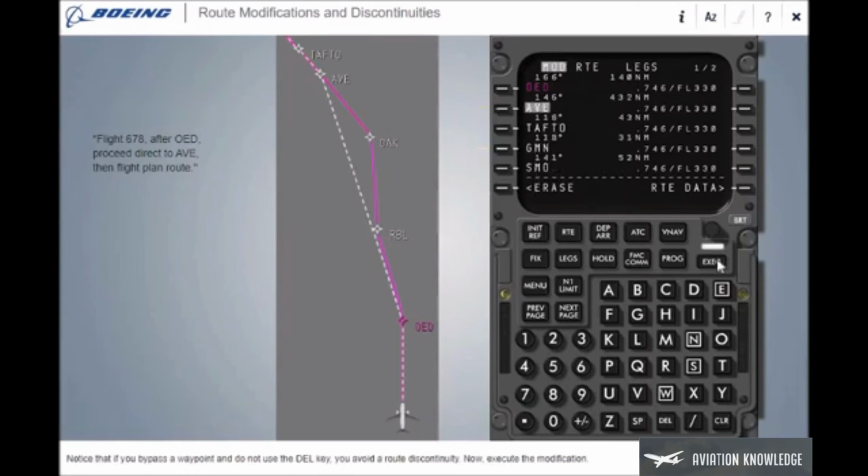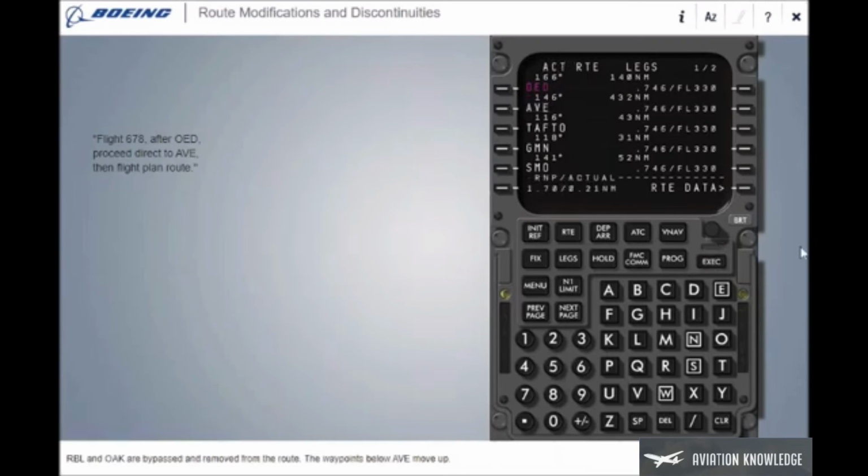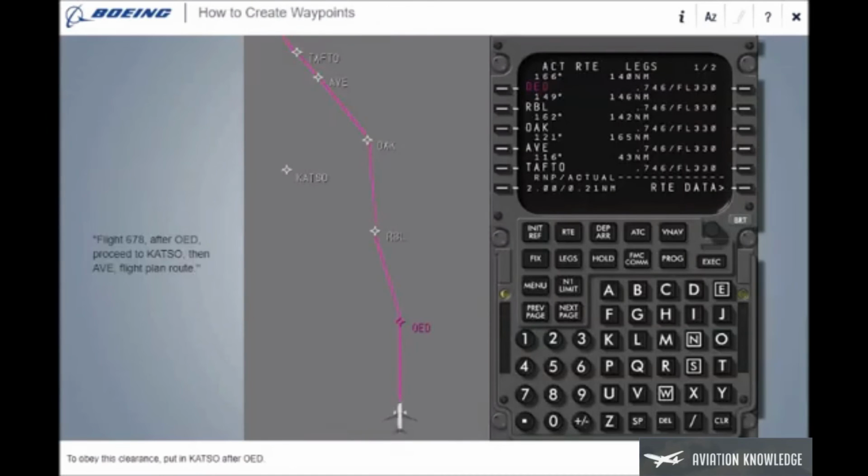Notice that if you bypass a waypoint and do not use the delete key, you avoid a route discontinuity. Now execute the modification. Red Bluff and Oakland are bypassed and removed from the route. The waypoints below Avenal move up. To obey this clearance, put in CATSO after Rogue Valley.